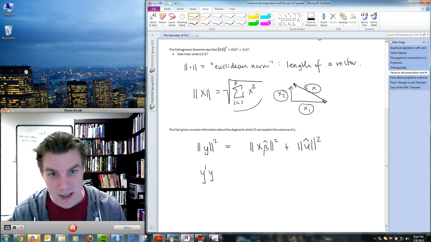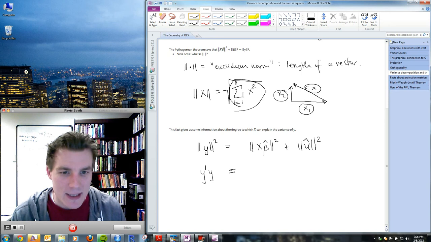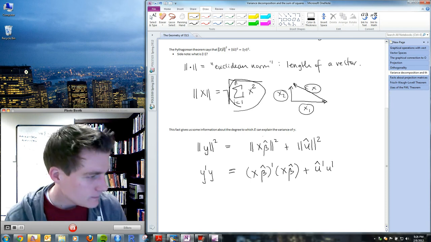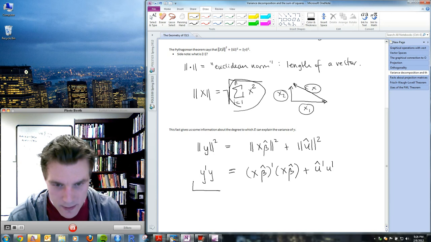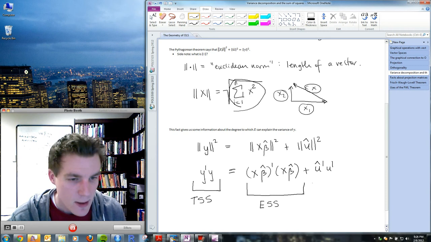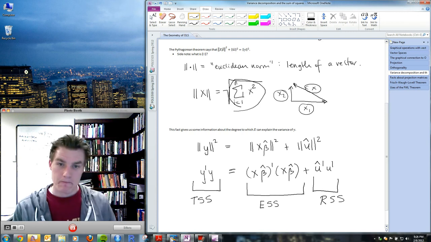So that's going to equal x beta hat transpose x beta hat plus u hat transpose u hat. Okay. This is sometimes called the total sum of squares. This is the explained sum of squares, and this is the residual sum of squares.